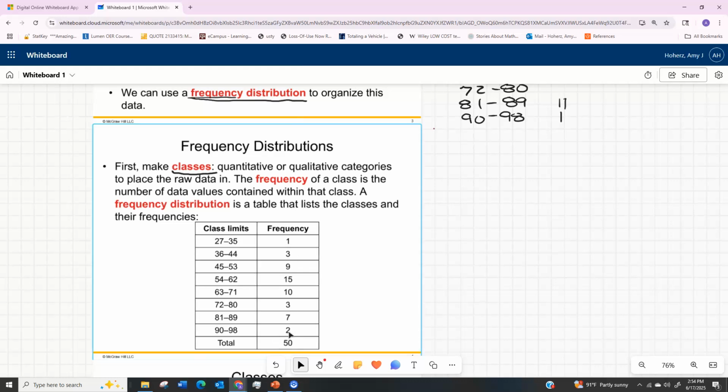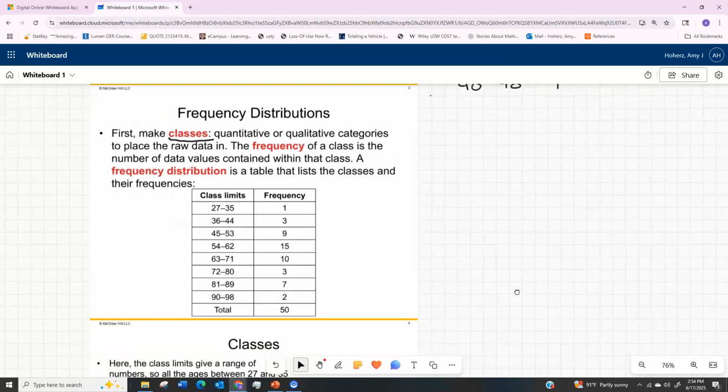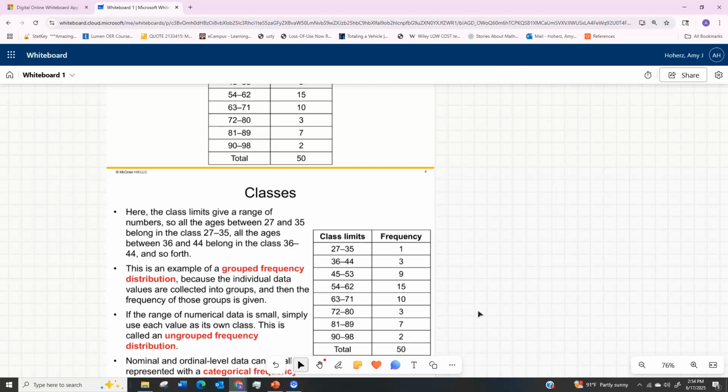So if we had done this and then you go to add them up and you don't get 50, you'd have to unfortunately go back and recount, retally, and figure out where you went wrong, because you should have 50.